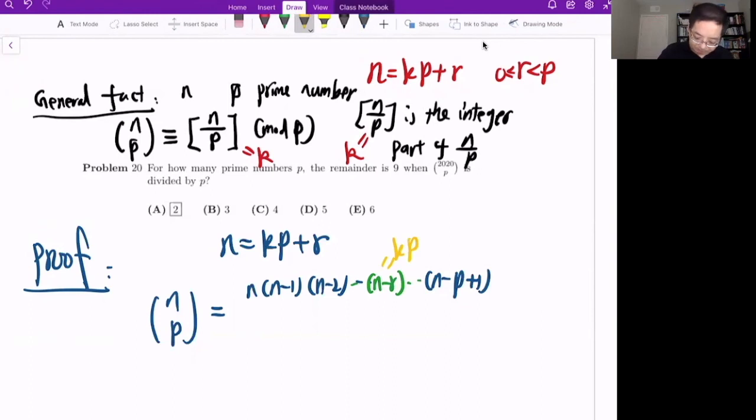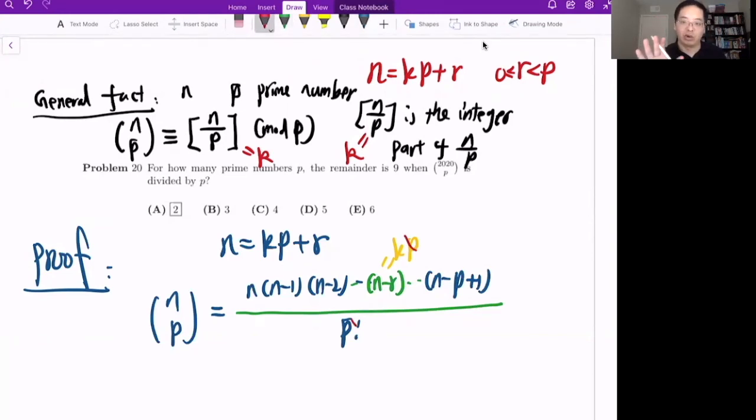And divided by P minus 1 factorial, P factorial. Okay, so here we can cancel P on both sides, right? So we could cancel one P here, and then we multiply P minus 1 factorial on both sides to get rid of the denominator. So from here we get, there are different ways to prove this general fact. What I'm using here is more straightforward.